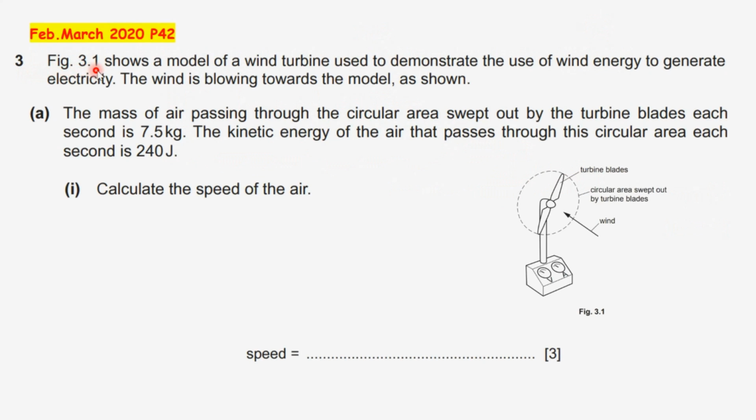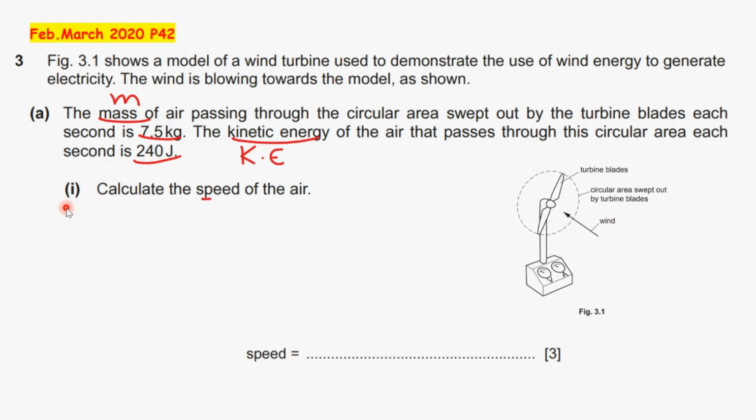Question 3. Figure 3.1 shows a model of a wind turbine used to demonstrate the use of wind energy to generate electricity. The wind is blowing toward the model as shown. In part A, the mass of the air passing through the circular area swept out by the turbine blades each second is 7.5 kilogram. The kinetic energy of the air that passes through the circular area each second is 240 joule.